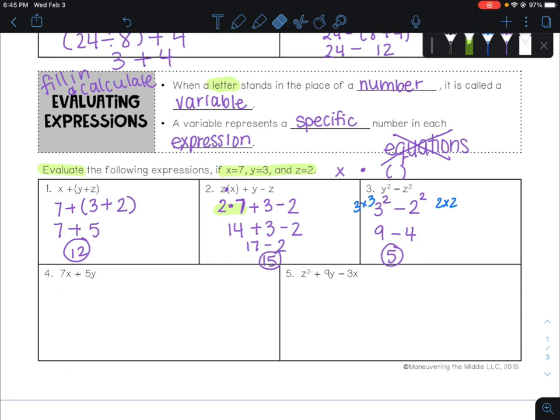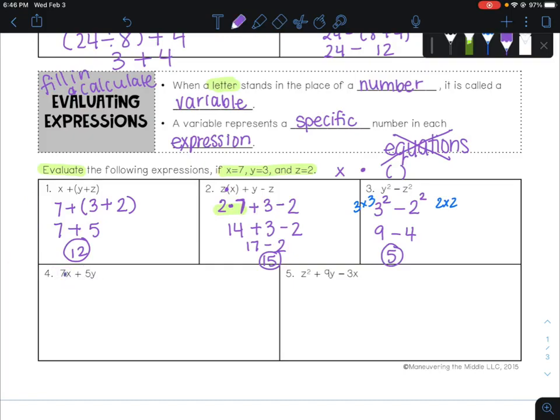Number 4 has another new notation for multiplication. 7x plus 5y. When you write a number next to a variable, that means multiplication. And we did talk about this at one point, and we used this word coefficient. We're going to get into that more in a few lessons down the road from here. But when you write a letter and a number next to each other, it means multiplication.